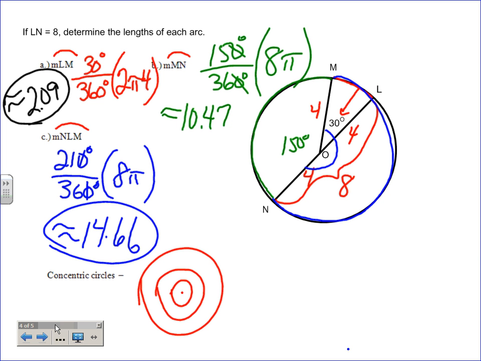Any questions on anything that's been given to you today? Like I said, nothing overly hard. It's just you've got to keep straight the directions.